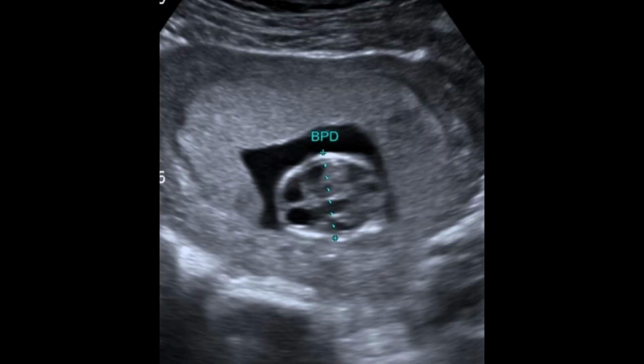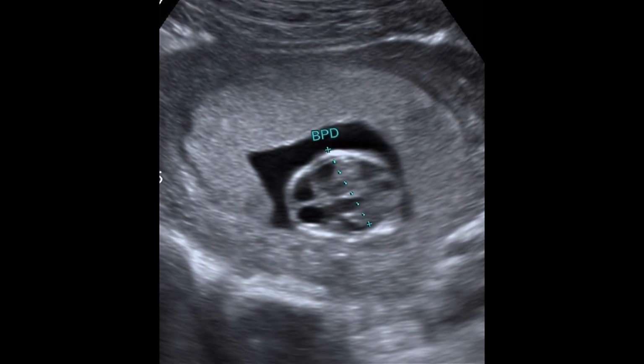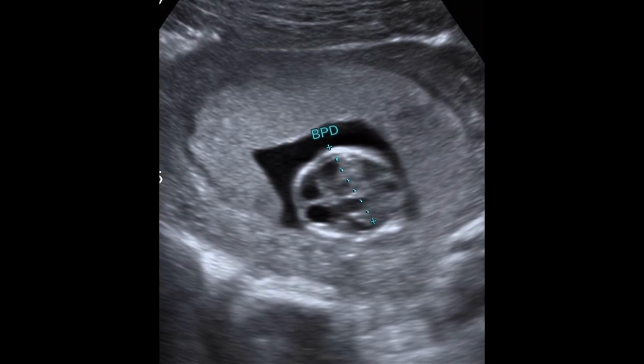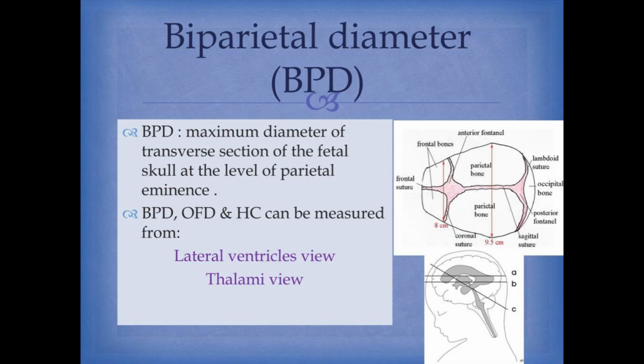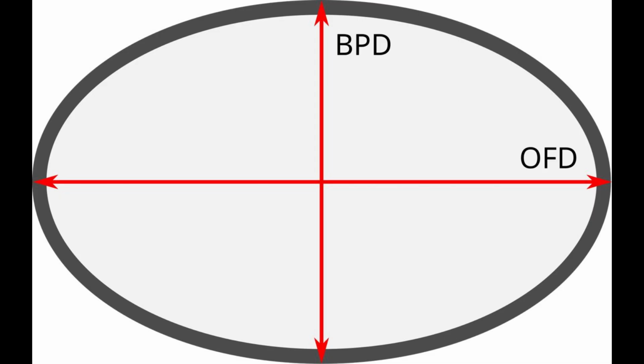Factors affecting BPD accuracy. Several conditions can affect accuracy. Dolichocephaly, a long, narrow head shape. Brachycephaly, a short, broad head shape. Multiple pregnancy, fetal head molding, and congenital skull abnormalities. In such situations, head circumference is often more reliable than BPD.